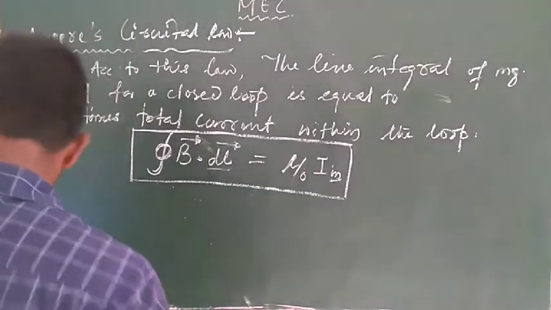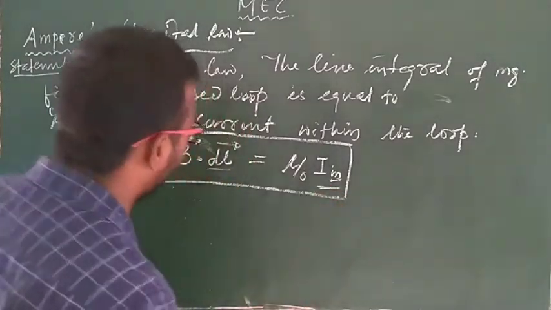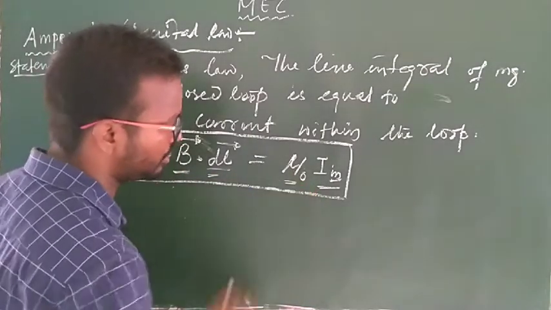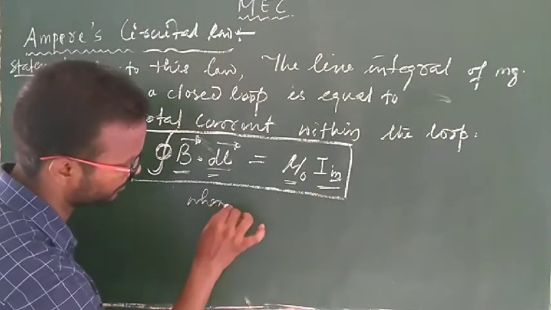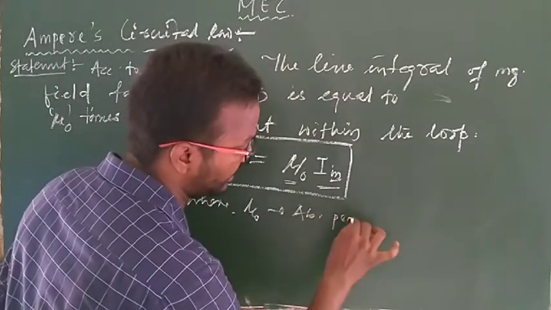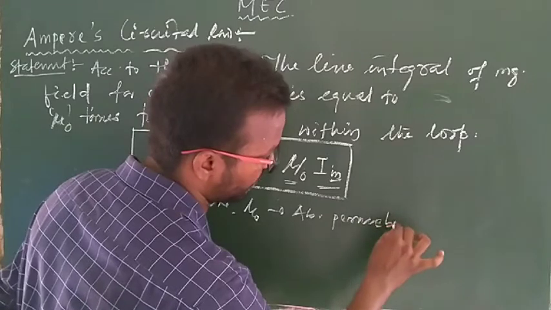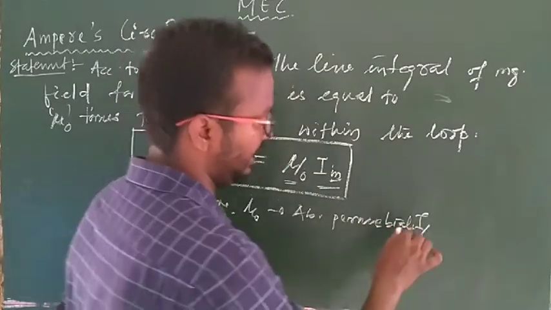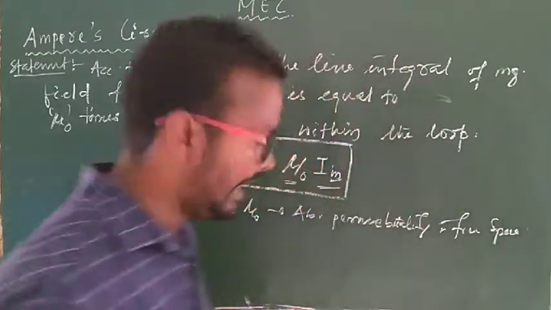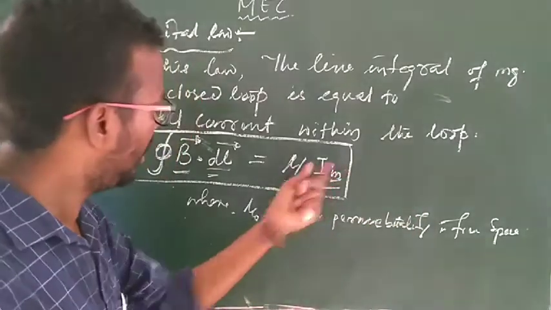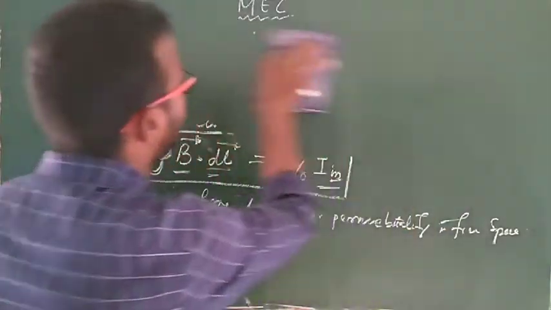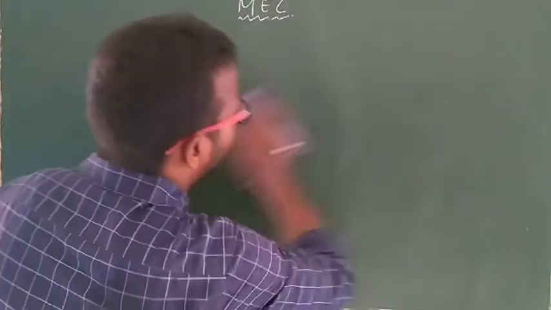In this law, what is I in, what is B and what is dl? You know what is mu naught? Mu naught is the absolute permeability in free space. Clear? Absolute permeability in free space. What is I in? I in means total current within the closed loop.